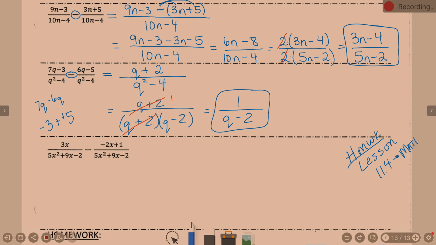Lesson 11.4 in MyMathLab. And I guess I should say begin, because you can't finish it yet. Okay.